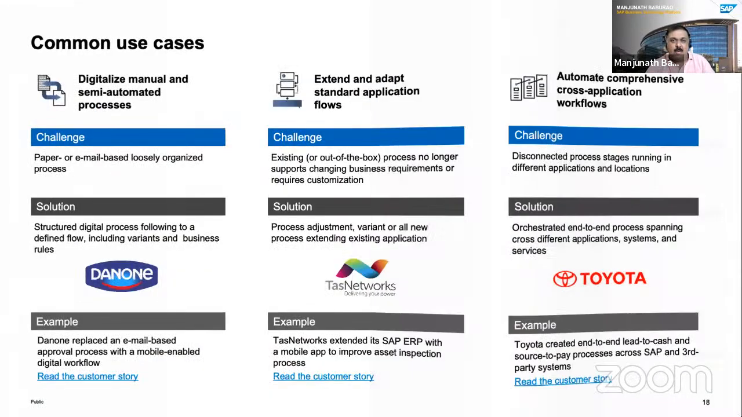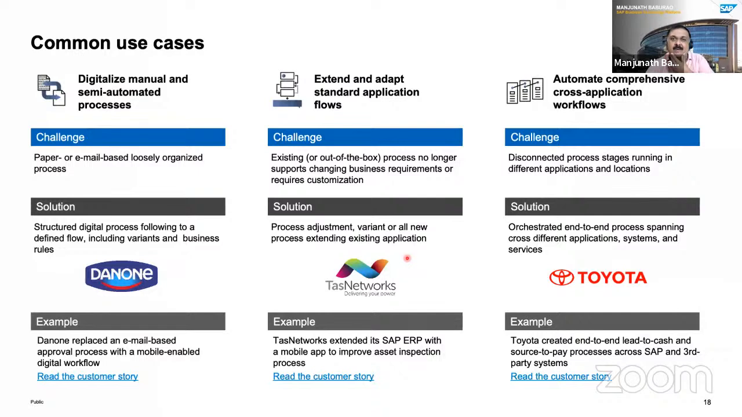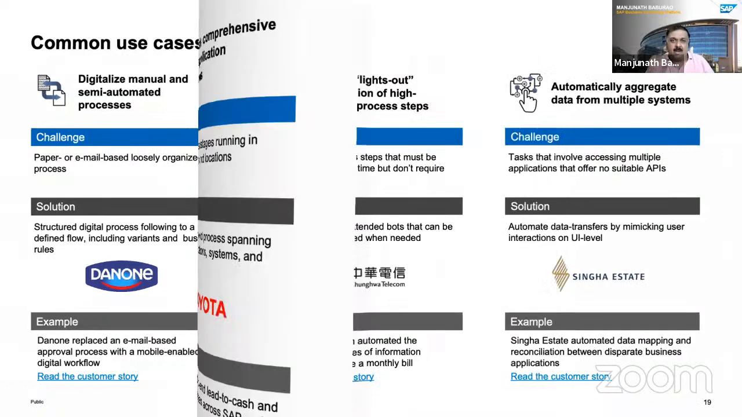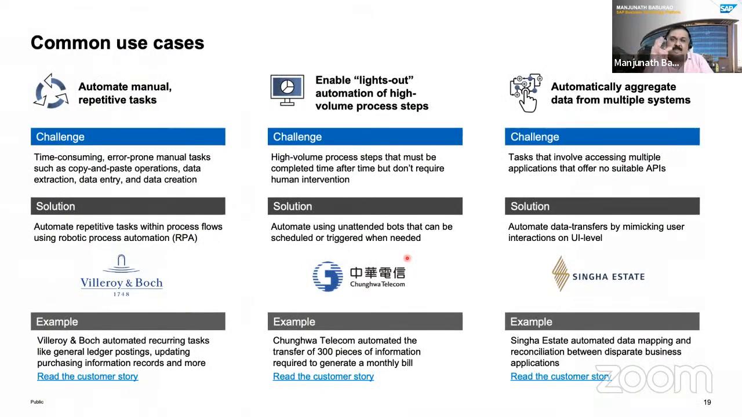For example, let me go back. Toyota, like you see here, based out of Japan, of course, we all know, created end-to-end order-to-cash and source-to-pay processes by going beyond application boundaries, not even within SAP, but also going towards third-party systems as well. And not to worry, if any of these stories interests you, there is a link in each of these where you have details on where you can read more about the story as well.